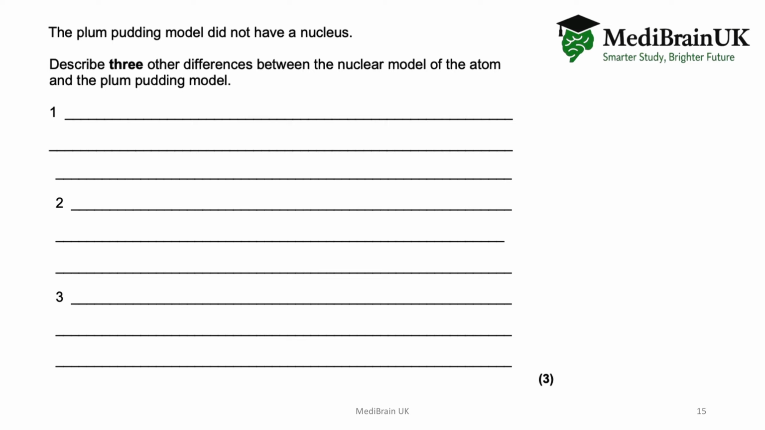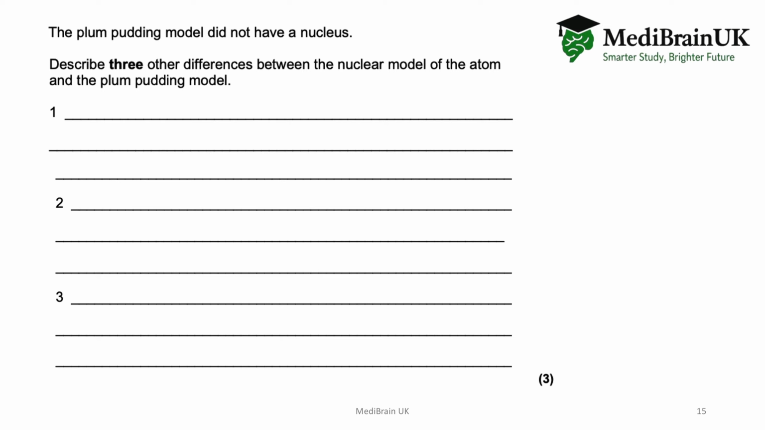Now, in the nuclear model, the mass was concentrated in the center of the atom and the negative electrons were on the outside of the atom. So that's one difference. The plum pudding model was a ball of positive charge, whereas in the nuclear model, the mass was concentrated in the center. The negative electrons surround the concentrated mass in the center.